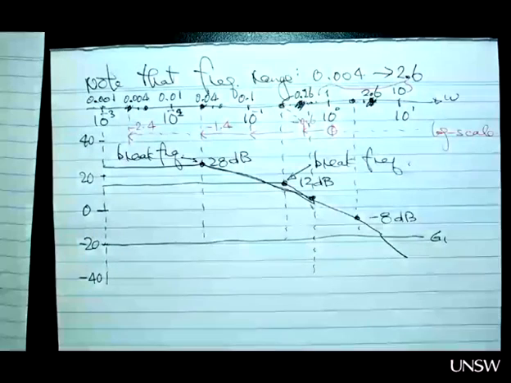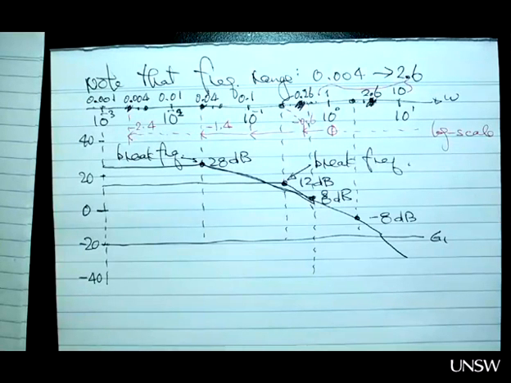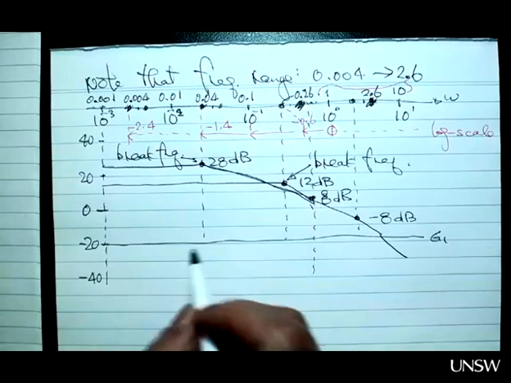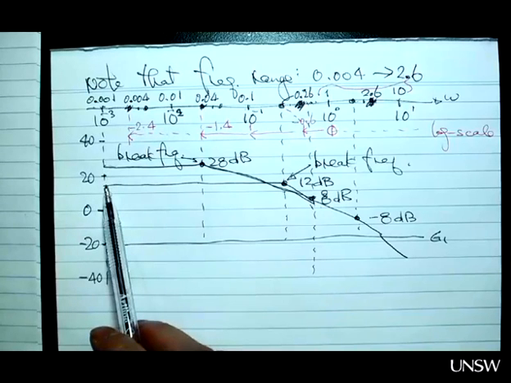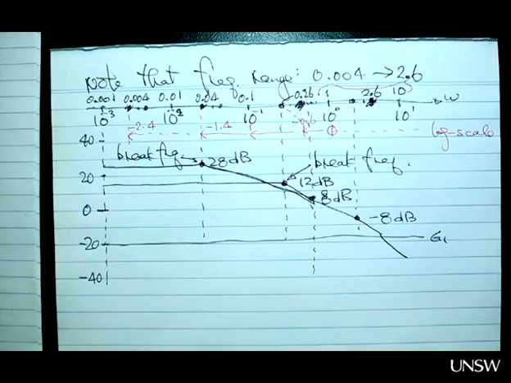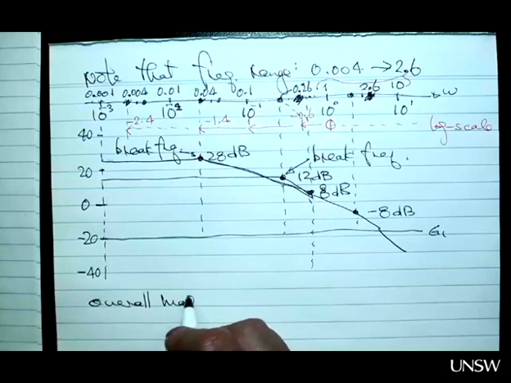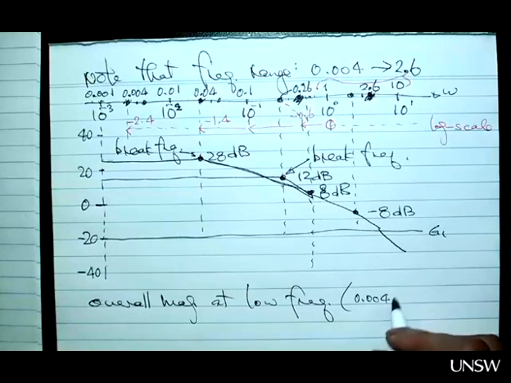So it is 8 decibel. Then the overall response is, here it is 28, and then here is 12. So the overall magnitude at low frequency, for example, it is 0.004. So it is 28 plus 12 plus minus 20.